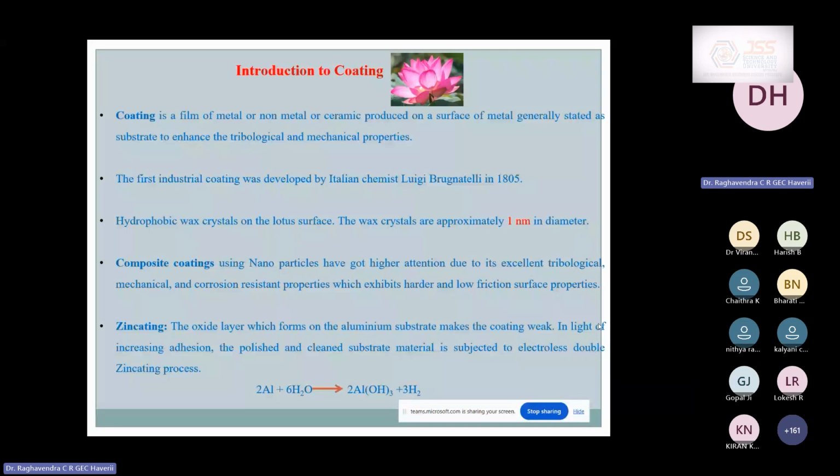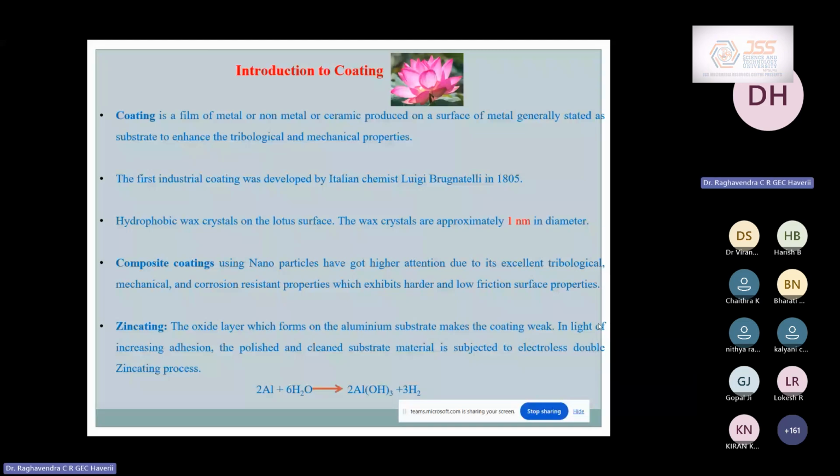So in such cases, we go for an intermediate coating. One such method is zincating, wherein we have a thin layer of zinc coat, which acts like an intermediate mediator layer between the substrate and the primary or secondary coatings on it.